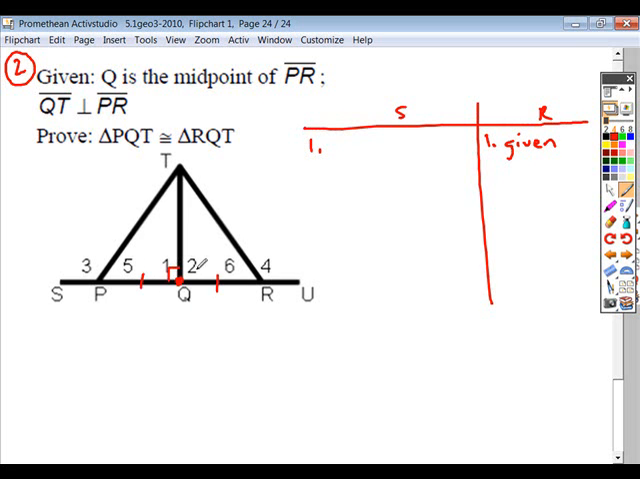QT and PR are perpendicular, so we know that this is going to form a right angle here. And we want to prove that these halves of the whole triangle are congruent to each other. So let's start with our givens. Q is the midpoint, and QT is perpendicular to PR.